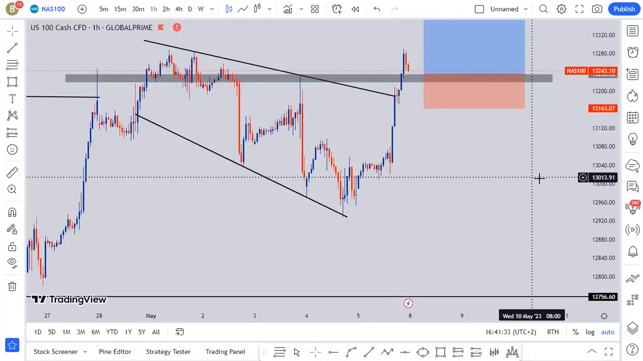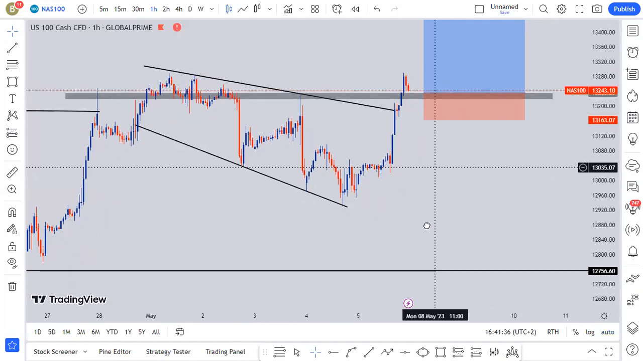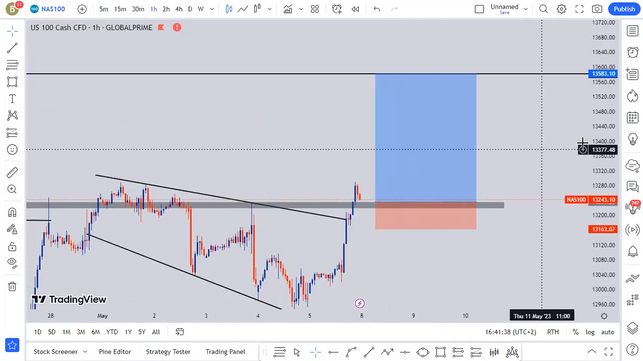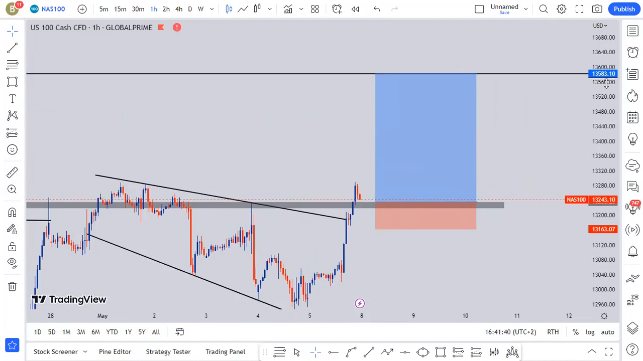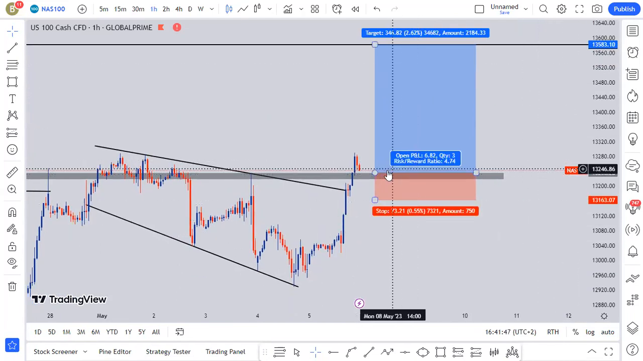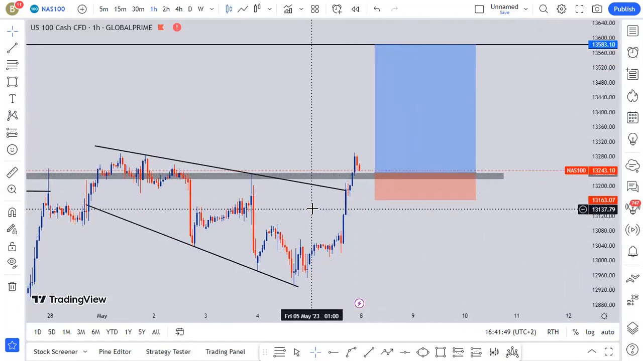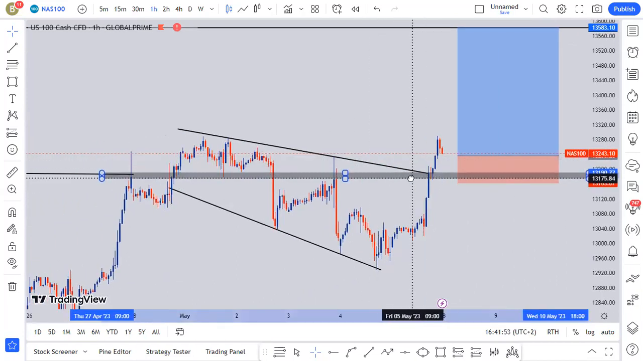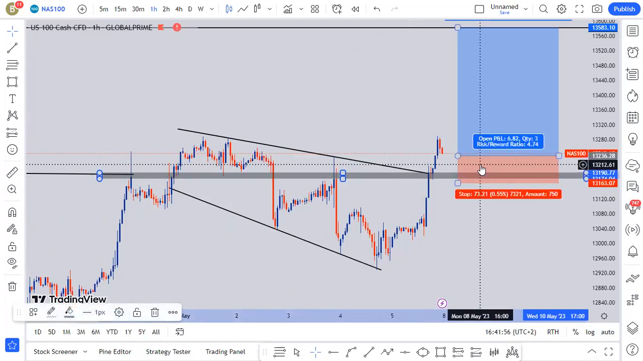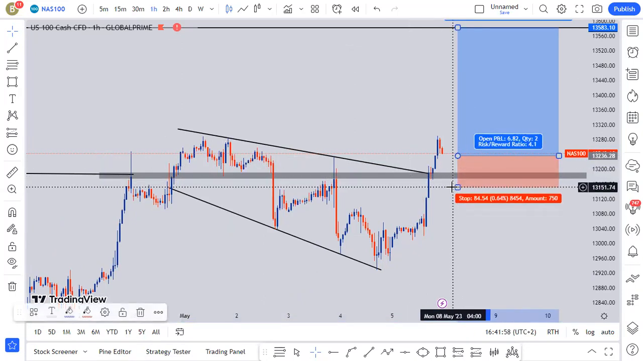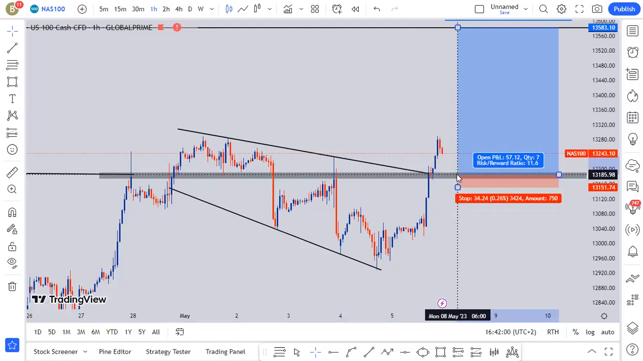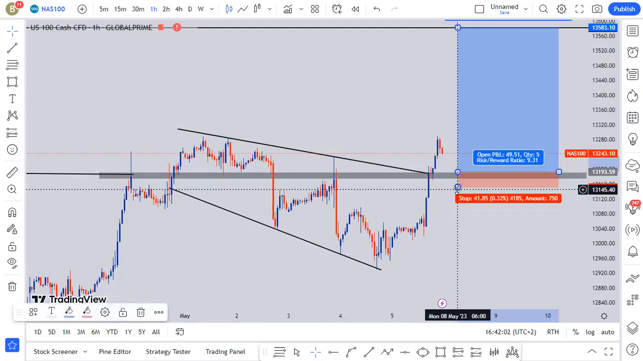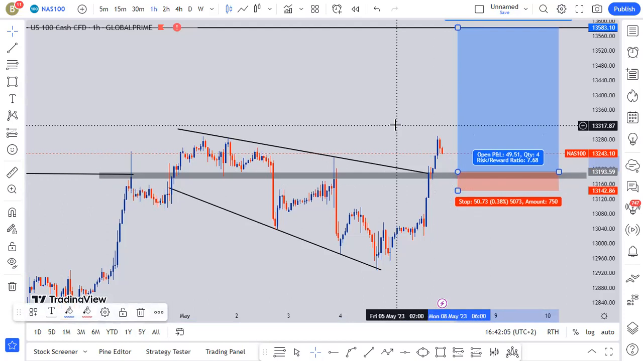So this is NAS100. That's the target. The target could be somewhere around 13,580 or 13,600, somewhere there. So the entry could be here or somewhere there. But you know what? I am more confident that it could be somewhere in here. You understand? Because I know USD is something like that. So be careful of both levels when you're trading.